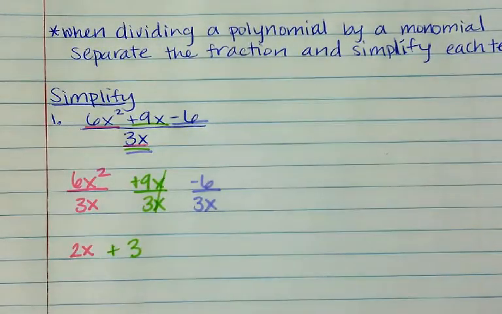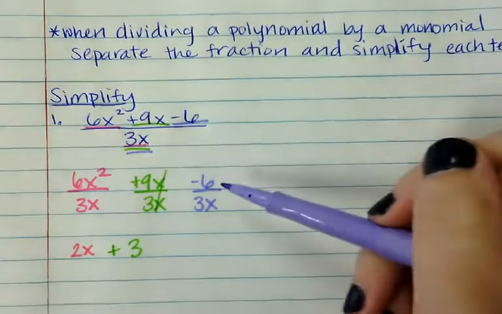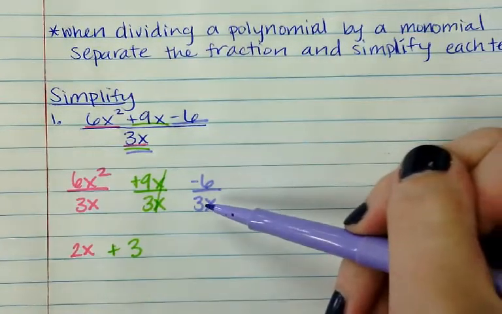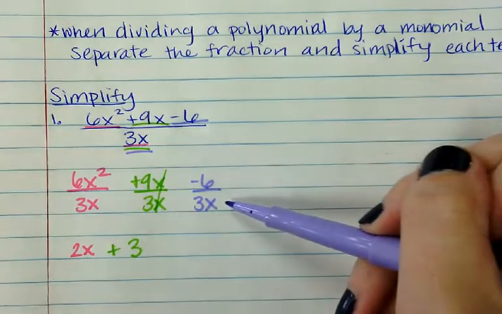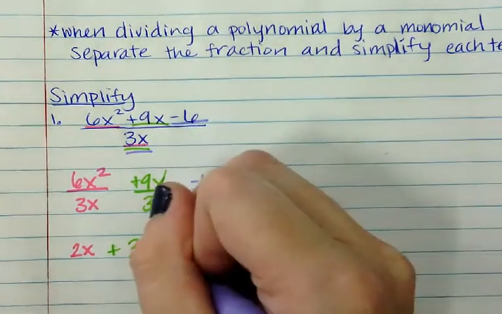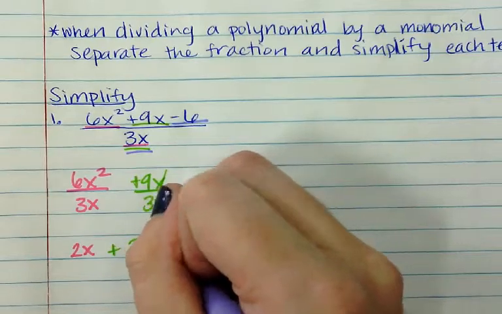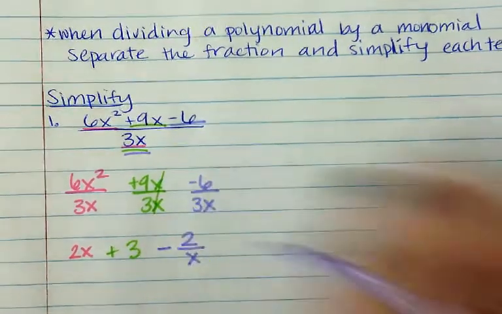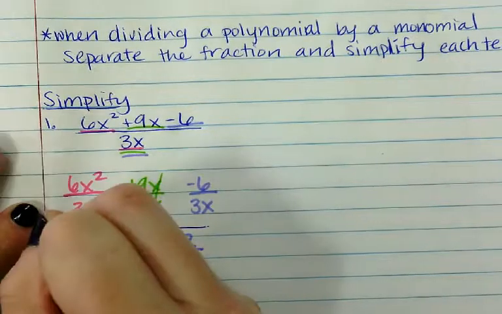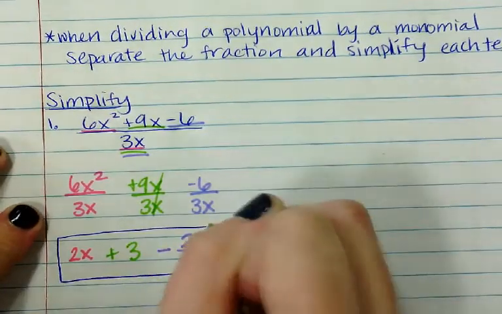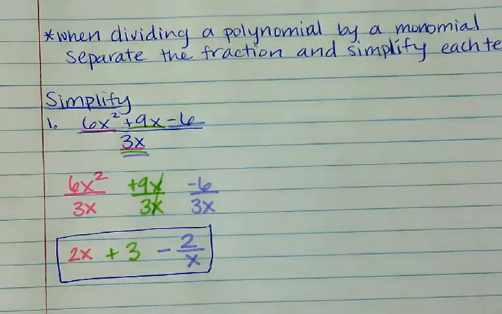Okay? And then with our last term here, negative 6 divided by 3, well, that's going to be negative 2. But we're still going to have our x in the denominator here. So it's going to be minus 2 over x. So our final answer will be 2x plus 3 minus 2 over x. Y'all feel good about that?